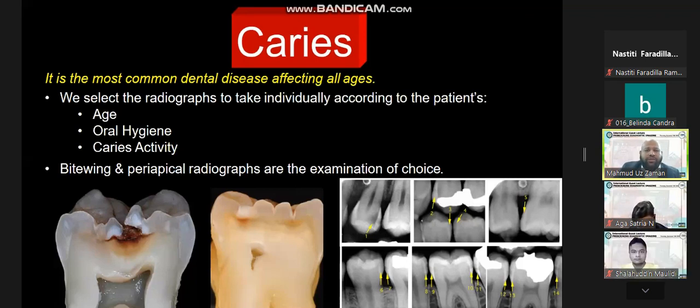And also, depending upon the age, oral hygiene, or caries activity, you will tell your patient to come for a follow-up after 6 months, or after 1 year, or 1 to 2 years, depending upon the age of the patient, oral hygiene, history of the patient, and caries activities. Okay. So, as I mentioned, the bite-wing and periapical radiograph are the examination of choice in case of caries lesion.